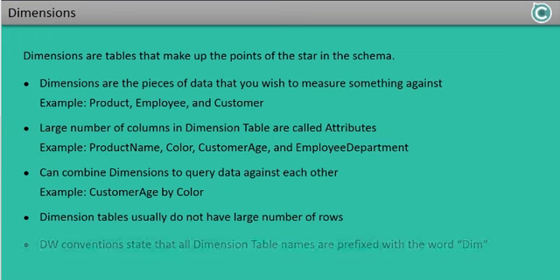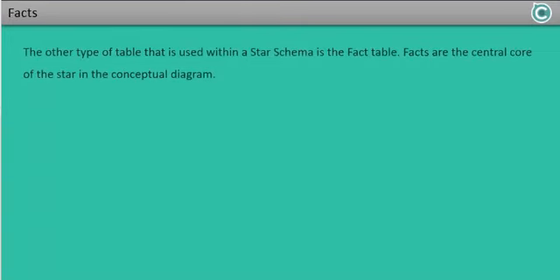Data warehouse conventions state that all dimension table names are prefixed with the word dim. So a dimension for products would be named dim product, and one for customers would be dim customer. It is strongly recommended that you follow the same convention when creating a warehouse yourself. This is because many tools auto-detect dimension tables by looking for their prefix. Let us focus on facts in the next screen.